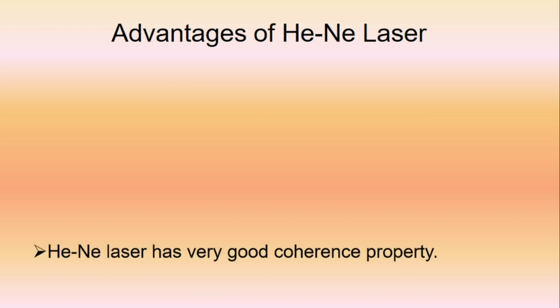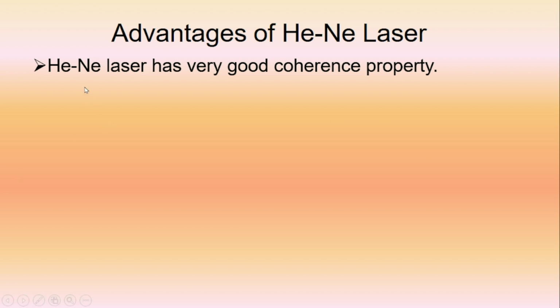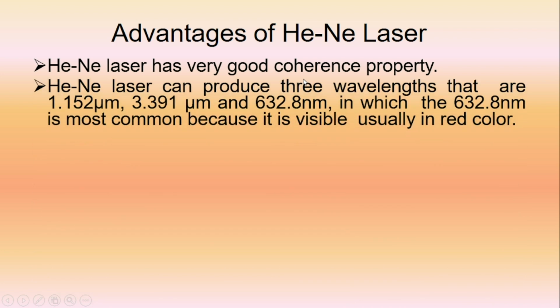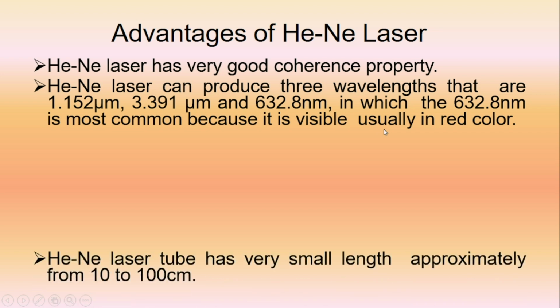Now let us see the advantages of helium neon laser. Helium neon laser has a very good coherence property. And another advantage is helium neon laser can produce three wavelengths that are 1.152 micrometer, 3.391 micrometer, and 632.8 nanometer, in which the 632.8 nanometer is most common because it is visible, usually in red color.